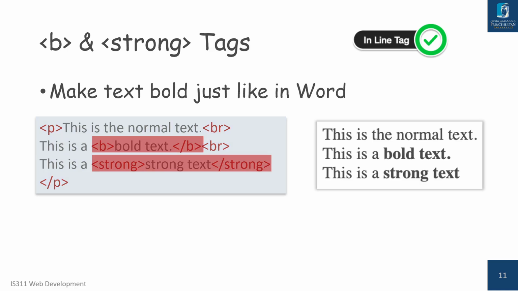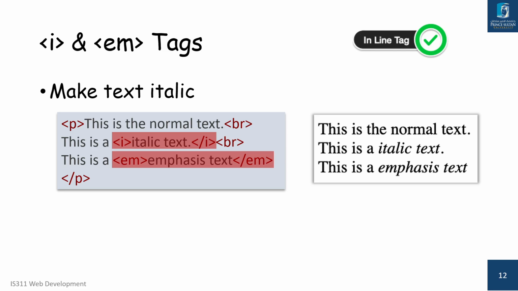Okay. And then the next one is italic and emphasis: the I tag and the EM tag. They both by default turn that text into italic form, and they are also both inline tags. Okay.